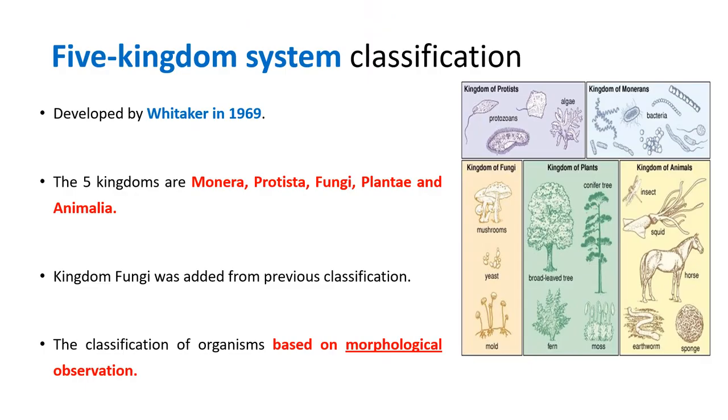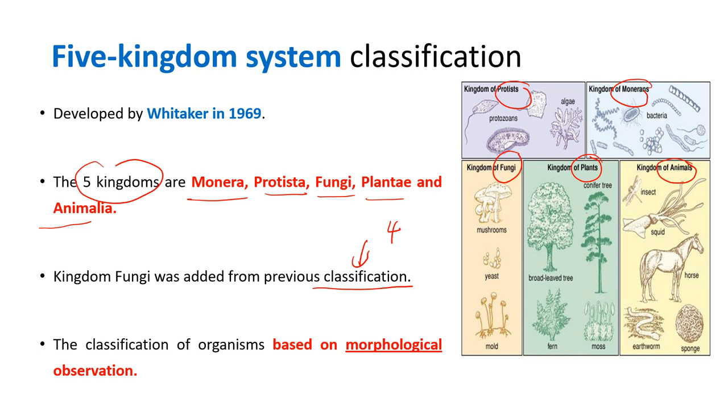Now, the five kingdom system of classification was developed by the scientist Whittaker in 1969. The kingdoms consist of Monera, Protista, Fungi, Plantae, and Animalia. So Monera, Protists, Fungi, Plants, and Animals. Kingdom Fungi was added; the previous classification only consisted of four kingdoms.